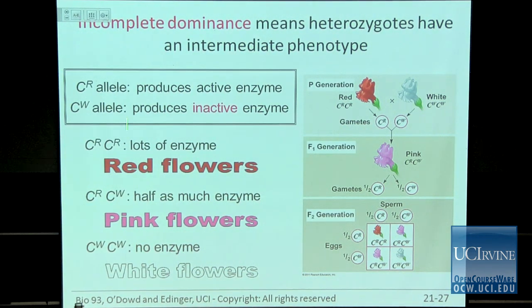And I provided you with an example of how this might work, a molecular explanation. So maybe the CR allele that makes red flowers makes an active enzyme, so they can turn red. But the CW allele, maybe it's broken, it doesn't work. It either makes no enzyme or an inactive enzyme, so they're white. So this heterozygote would have one working copy and one busted copy, so maybe it has less red pigment and turns out to be pink. So it has an intermediate phenotype. And this is an example of incomplete dominance.